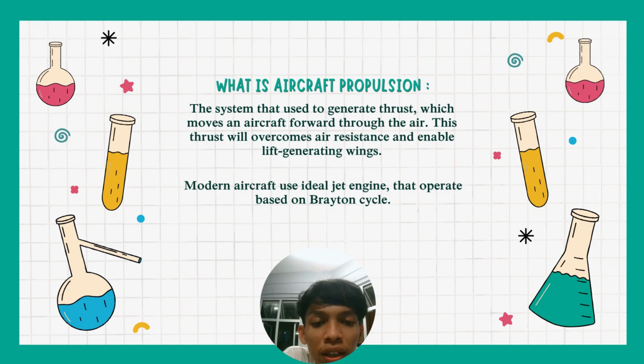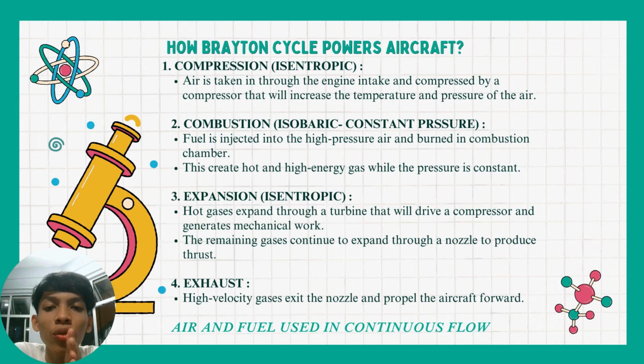Modern aircraft use jet engines that operate based on the Brayton cycle. Now I will go through how the Brayton cycle powers aircraft. For the first part, I will go to the compression part, which is isentropic. Air is taken in through the engine intake and compressed by a compressor that will increase the temperature and pressure of the air. After that, we go for the combustion, which is isobaric, constant pressure.